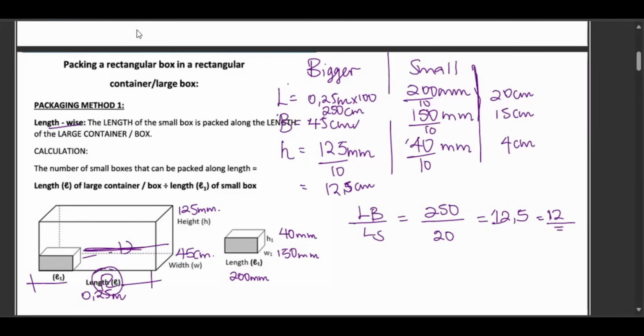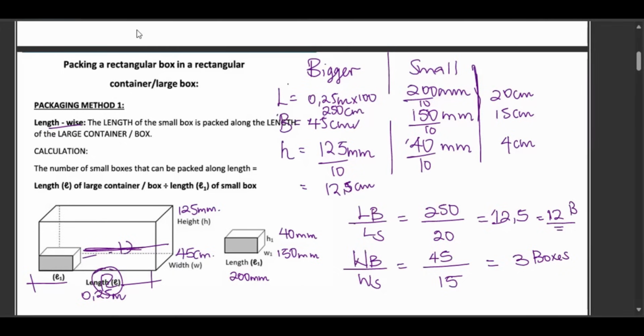Now, ask yourself, what about on the short side? For the short side, we shall say width of the bigger box divided by the width of the smaller box. What's the width of this bigger box? It's 45, divided by the width of the smaller box, 15. So here's the straightforward answer, which is 3. Remember, these are boxes.